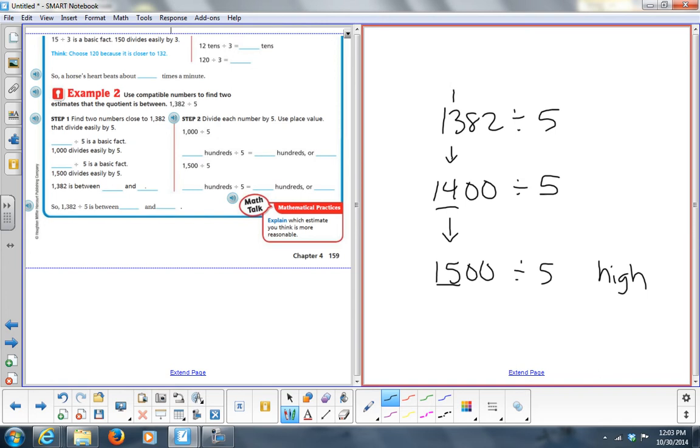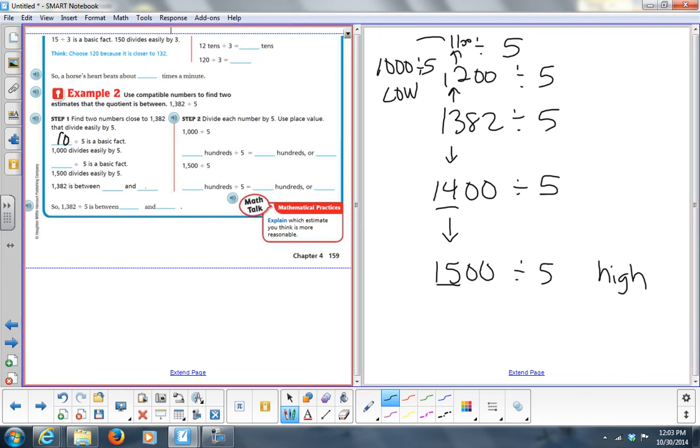Alright, now I'm going to find my low. 12. Can that be divided by 5? I can't do it. How about 11? No. I'm going to run out of room. I'm going to go over here, okay? 10. Yes. And this is my low number. So, right here, 10 divided by 5 is a basic fact, and 15 divided by 5 is a basic fact.